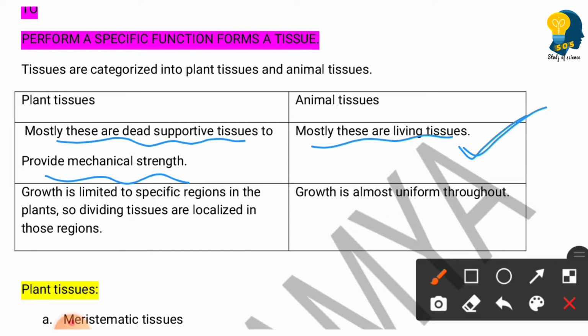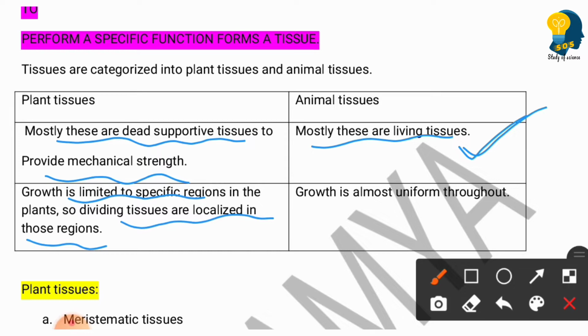Clear? Now let us talk about the second point. Growth is limited to specific regions of the plant, so the dividing tissues are localized in those regions. When we look at the plant, it does not grow uniformly. That means not all the parts present in the plant grow together.